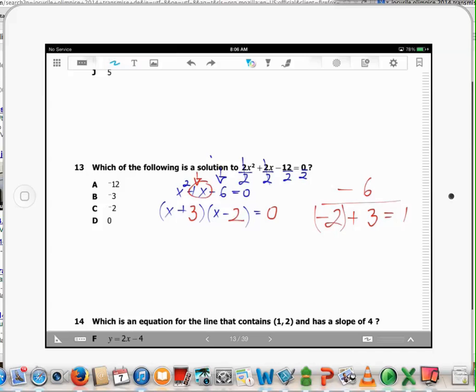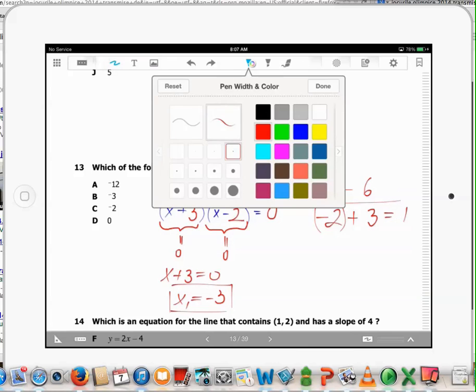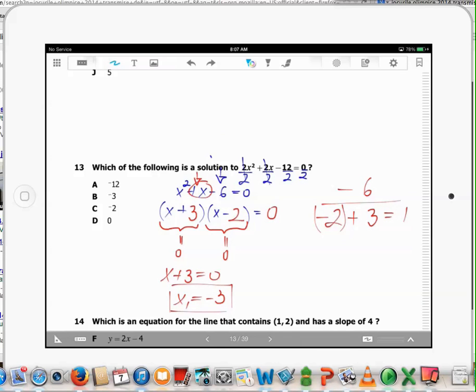Now, for this product, x plus 3 times x minus 2, to be 0, I need to have either x plus 3 equals 0, or x minus 2 equals 0. From the first equation, if x plus 3 equals 0, you have your first root, which is what? x equals negative 3. And from the second one, I will have x minus 2 equals 0, and I will have x equals 2.